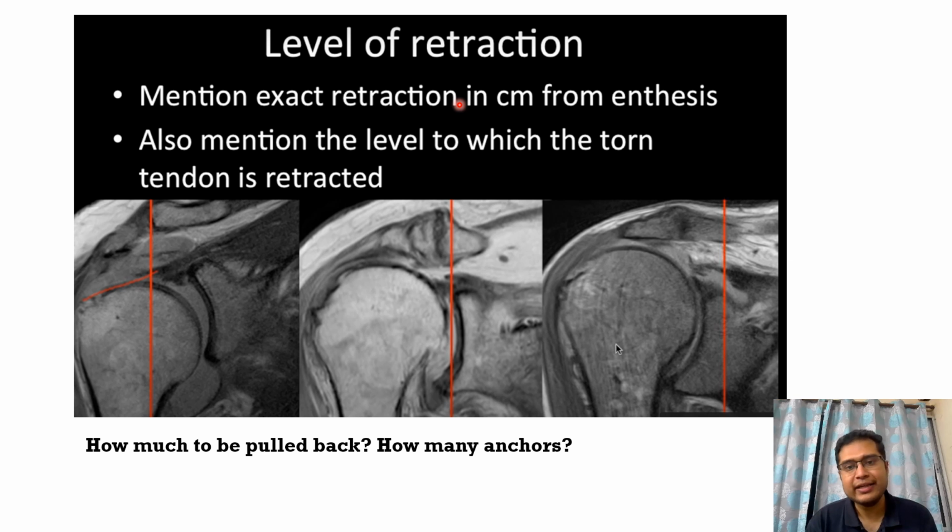So to mention the exact retraction in centimeters from the enthesis, and also mention the level to which the tendon is retracted. What do you mean by level? At the humeral head, the glenoid cavity, at the scapular surface, till where the tendon has been retracted is very important. The level as well as exact distance from the enthesis has to be mentioned. Why? Because the surgeon will know exactly how much he has to pull the tendon and how many anchors will be required, and accordingly the cost of the surgery will be determined, because the more the anchors used, the more is the cost of the surgery.